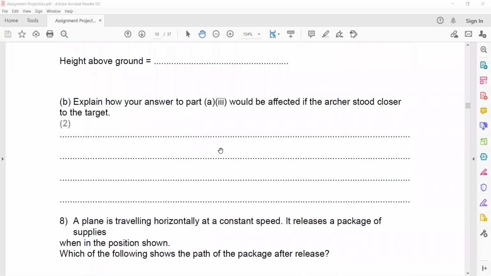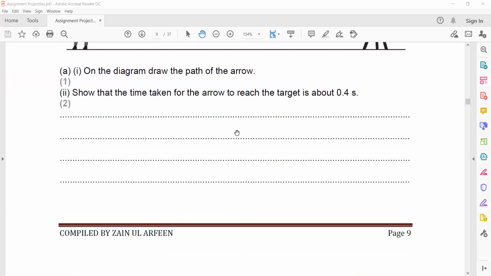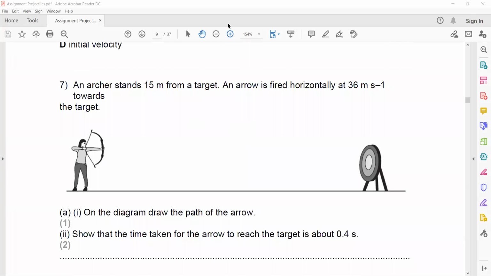Then explain how your answer to part A would be affected if the archer stood closer to the target. So if the archer stands closer to the target, for example, this is a trajectory followed by the arrow. If the target is closer to the archer, like if I move the target or the archer moves toward the target, what will happen? I simply change the position and draw the path of this arrow.